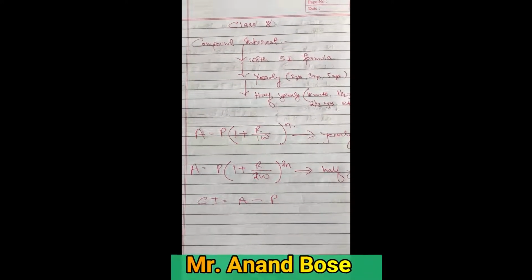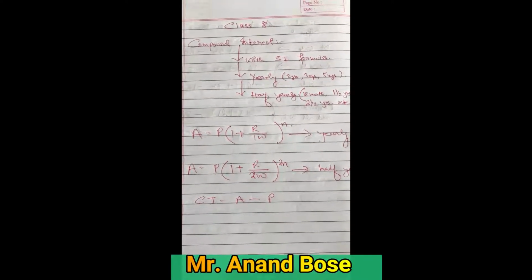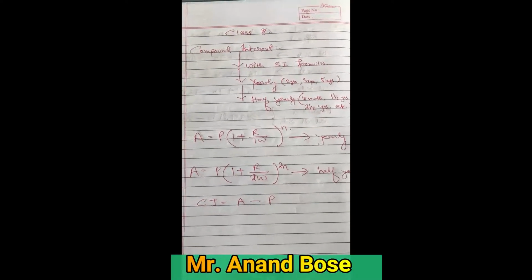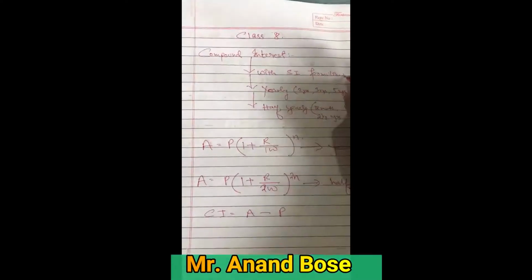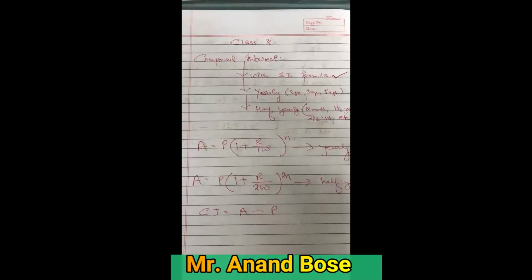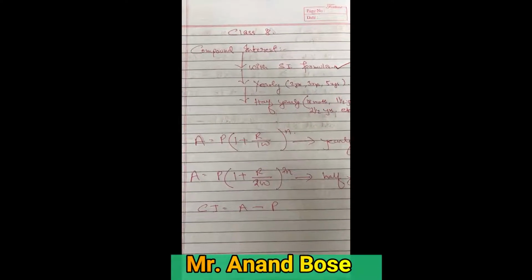Today is the last day of this chapter, compound interest and simple interest. Simple interest we have already completed. Compound interest also, using the SI formula, the first method, is over, where you are supposed to use the formula SI equals P into R into T by 100.